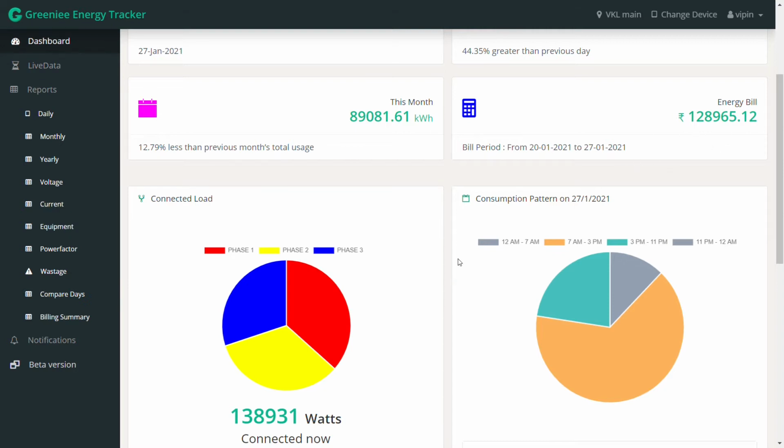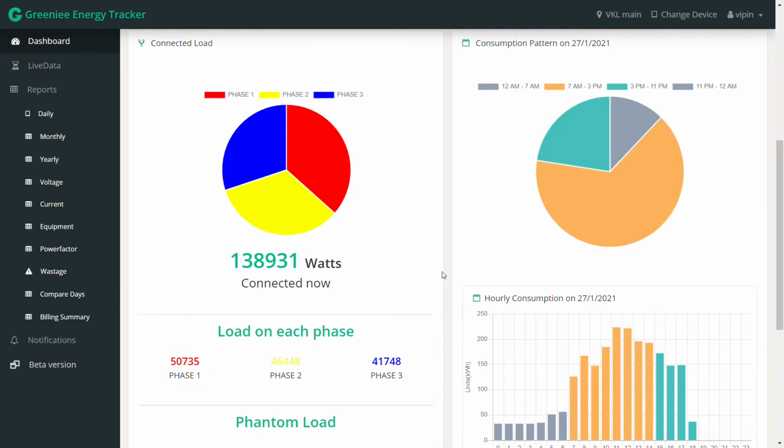Now look at this. Another important aspect to be monitored for your energy management is overall load balancing. This section gives you the information of the connected load on each of the phases and how well the overall load is distributed among all the three phases.